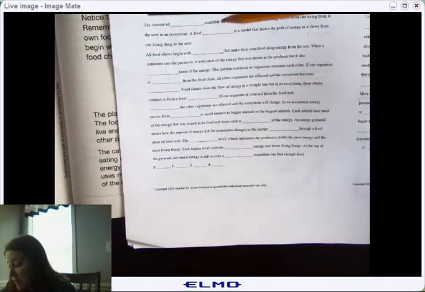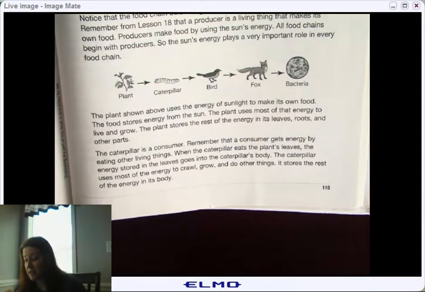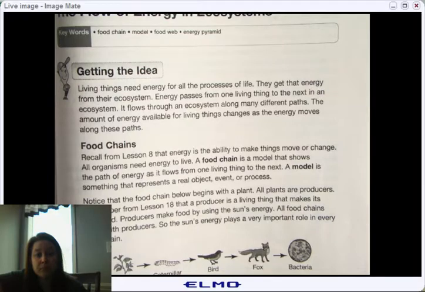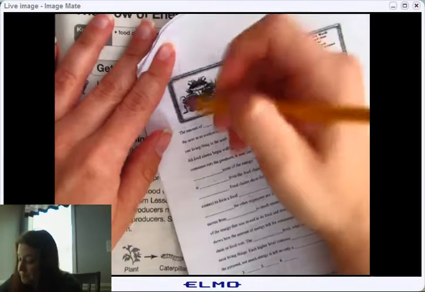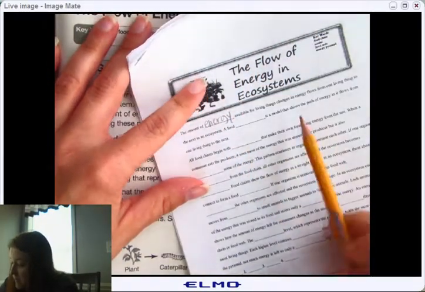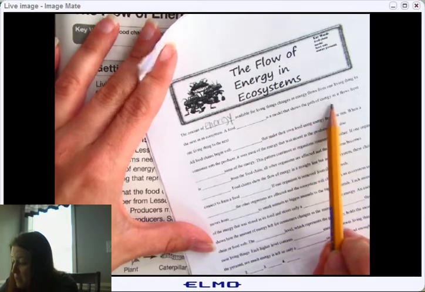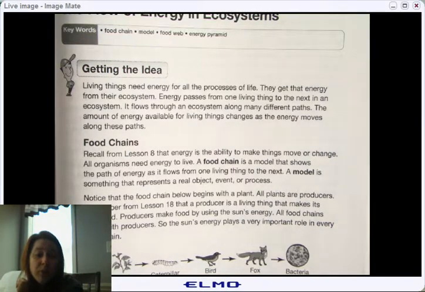The amount of energy available for living things changes as energy flows from one living thing to the next in an ecosystem. A food chain is a model that shows the path of energy as it flows from one living thing to the next. So a food chain shows you the path from one living thing to the next.